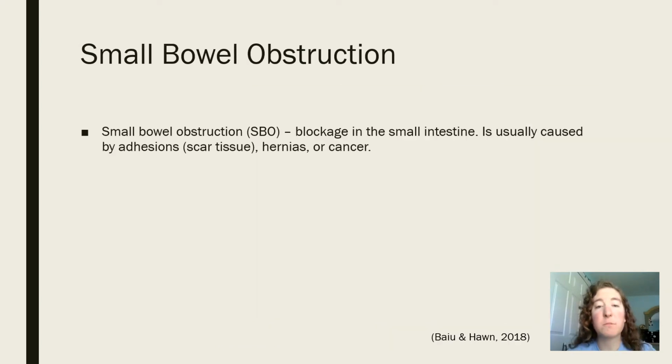A small bowel obstruction is defined as a blockage in the small intestine. It is usually caused by adhesions, which is a fancy word for scar tissue. It can also be caused by hernias or cancer. Most of these small bowel obstructions are results of adhesions that form from the intestines being handled in a prior surgery. In GS's case, his adhesions most likely are a result of his partial colectomy procedure in 1993.